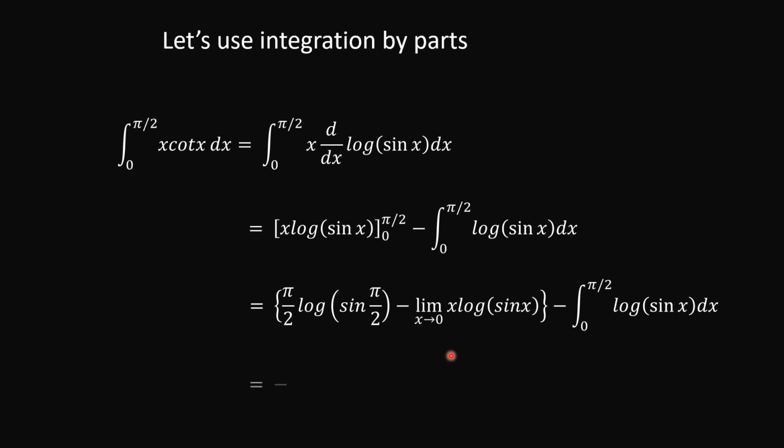So essentially, pi over 2 times log of sine pi over 2 is log of 1, and log of 1 is 0, so this initial term is 0. As x tends to 0, this term also tends to 0. So this initial term goes out, and now we are left with the negative of the integration of natural logarithm of sine x from 0 to pi over 2. So this is our function of interest.